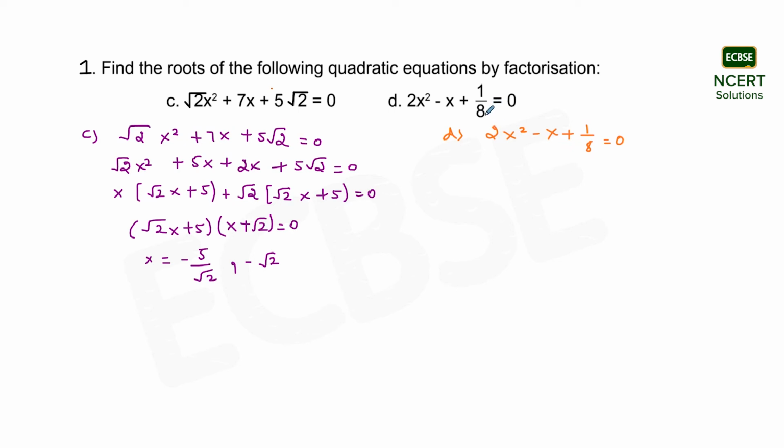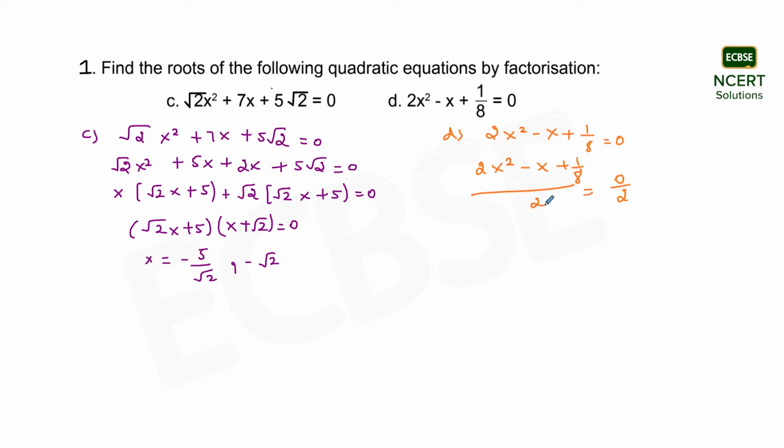So what I'll be doing here, I'll be dividing both the sides by 2. As dividing both the sides, that is the equation and the 0 term by 2, it won't make any difference to the equation itself, right? So dividing both the sides by 2, I'll be getting 2x square minus x plus 1 by 8 divided by 2, which is equal to 0 divided by 2.